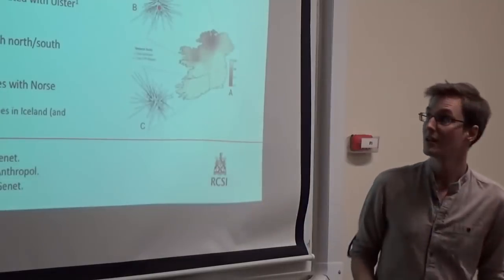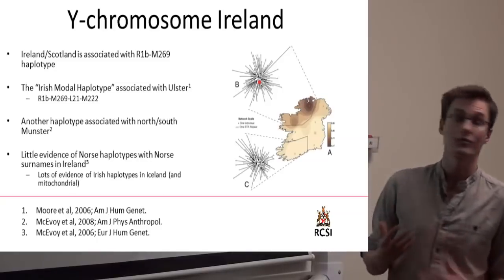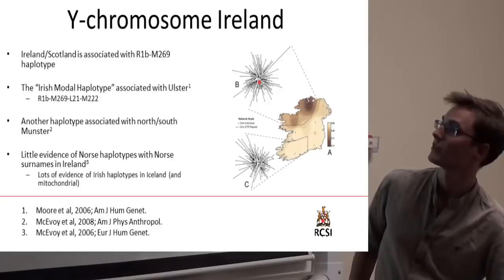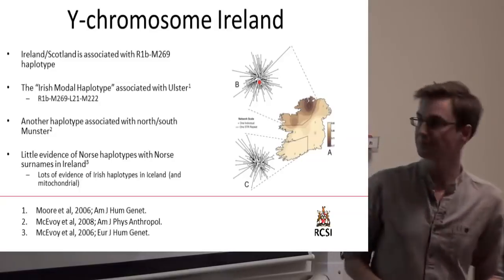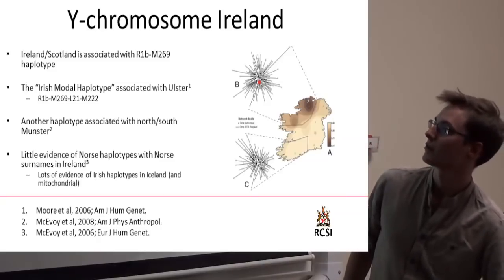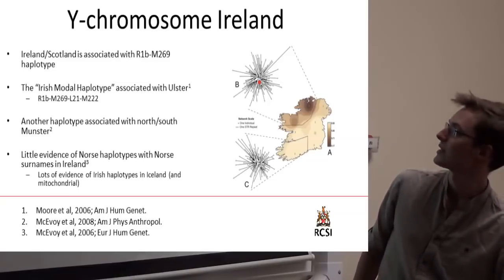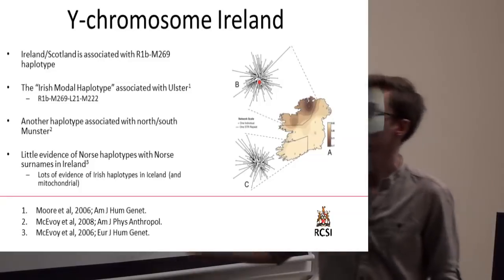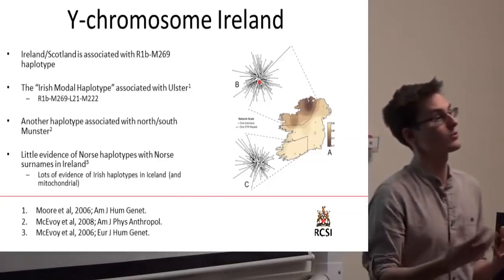We skip forward about 50 years, and suddenly we're working with Y chromosomes. And from these papers, we know several things about the population genetics of Ireland. For example, Ireland, and Scotland to a lesser degree, is associated with the Y chromosome haplotype M269, and a haplotype is essentially just a type of Y chromosome. There's a subset of that M269 called the Irish modal haplotype, and it's associated with Ulster. This is what I'm showing here on the right. This is a heat map of where this Y chromosome is found, and you can see that it's really centred around the northwest of Ireland. There's also another separate haplotype that's associated with a north-south divide in Munster. So this shows that there's also genetic structure if we look using Y chromosomes.